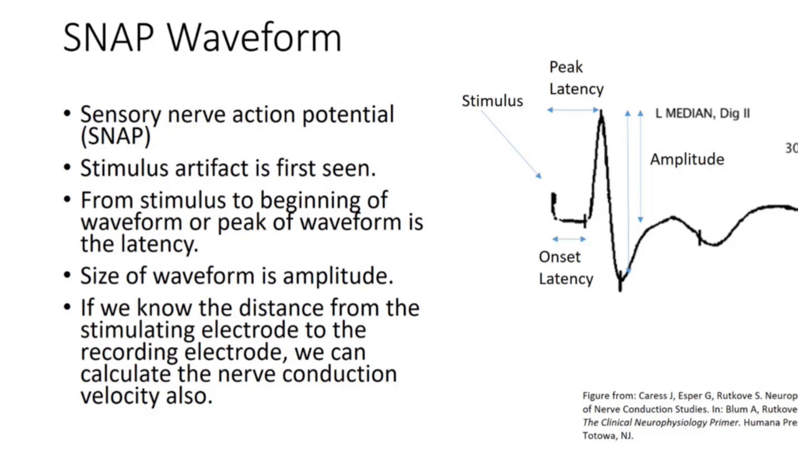What I want to point out here, and the values we're interested in, are the onset latency. That's the time it takes from stimulus to the waveform, so stimulus to the action potential being recorded. And if you know the distance between where you stimulate and where you record, then you can calculate the conduction velocity. The other thing I want to point out is the amplitude. In this case, it's from the baseline to the peak. There are different types of amplitudes that can be measured, but we're looking at baseline to peak. So we're looking at conduction velocity and amplitude, and we'll go over why that's important as time goes on.